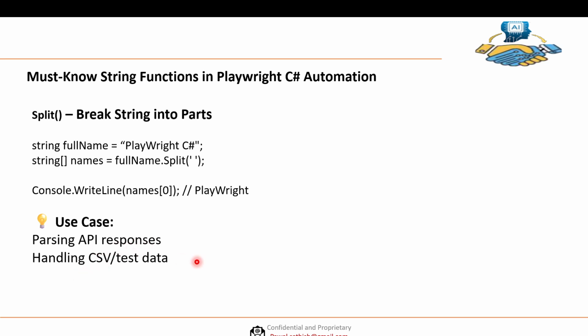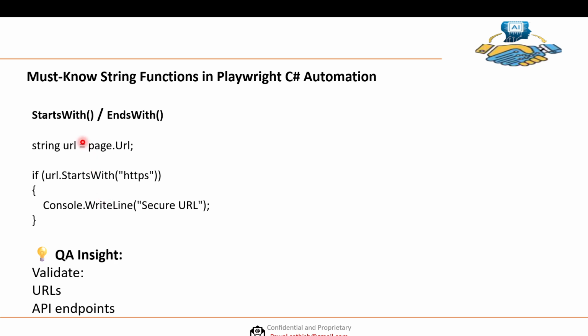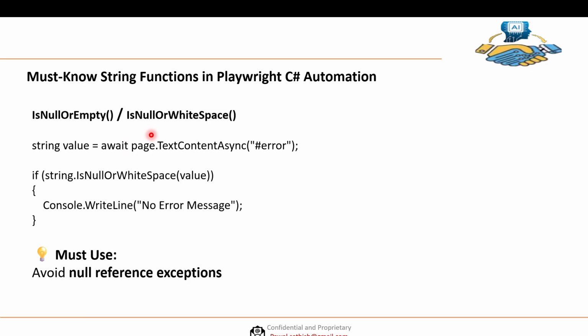In that case, we can use the split. The next, we can use the string functions StartsWith and EndsWith. Okay, so here we'll confirm if URL dot StartsWith HTTPS, then if this condition becomes true, this code will execute. Else, the other code will execute. It will validate URL's API endpoints. Okay, then StartsWith and EndsWith are also useful functions in string.